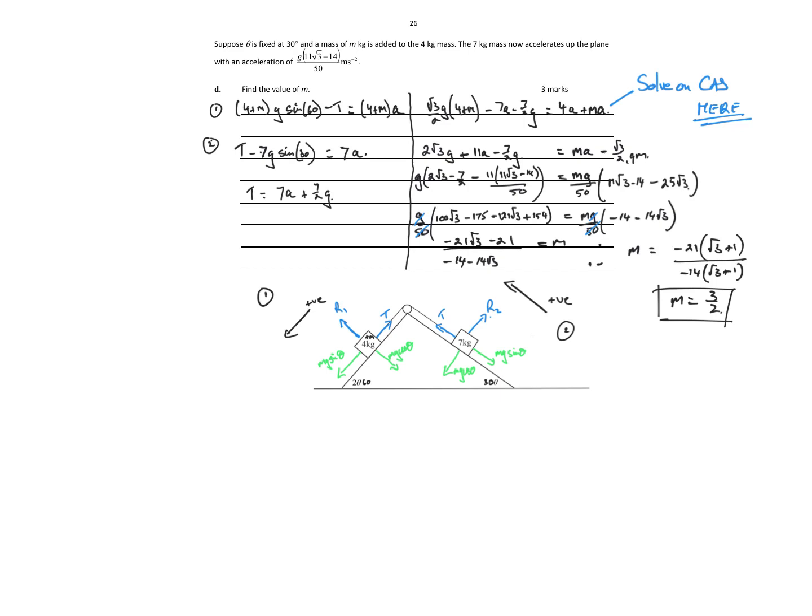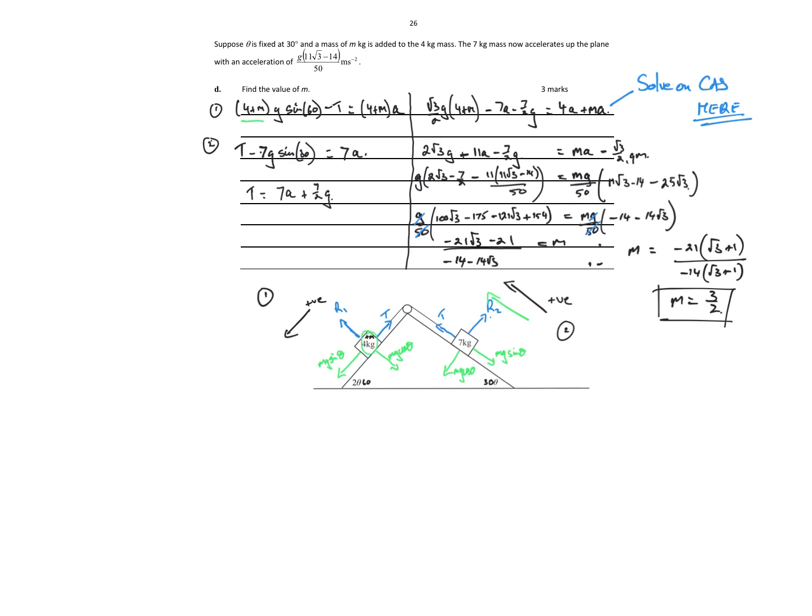Suppose theta is fixed at 30 degrees and a mass of M is added to the 4 kilo mass. The 7 kilo mass now accelerates up the plane with an acceleration of... find the value of M. So I've brought this diagram in here again. This time we're moving up the plane. Everything else is the same. T is going to be the common link. So system 1, I've got mg sine theta, and don't forget that's plus M. See the plus M there?